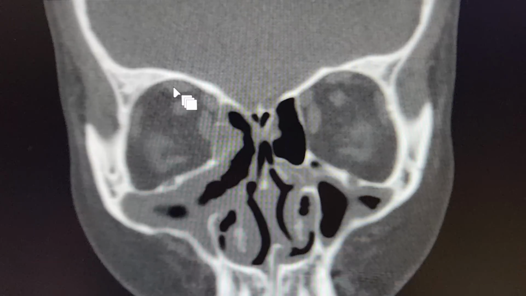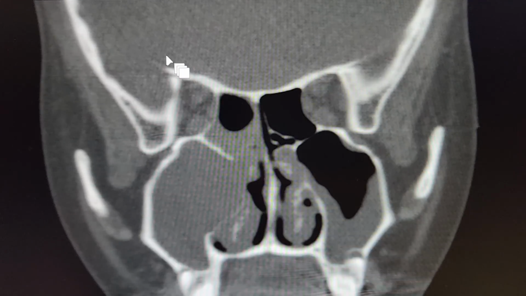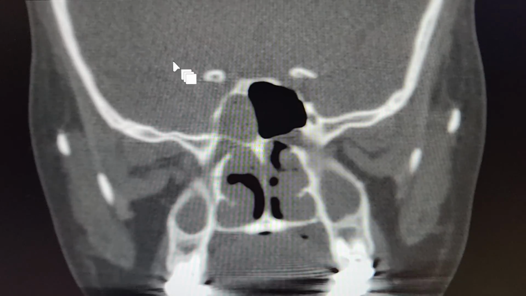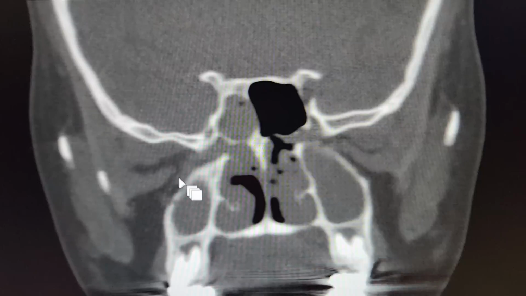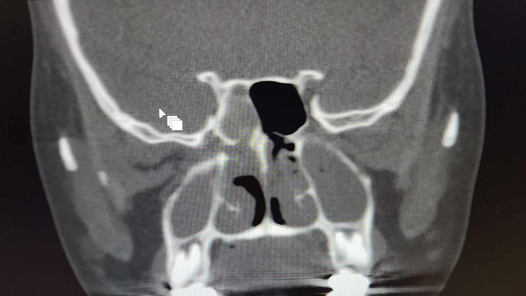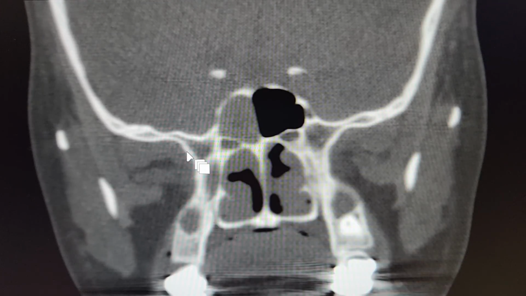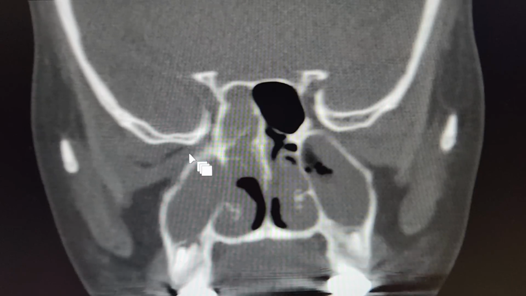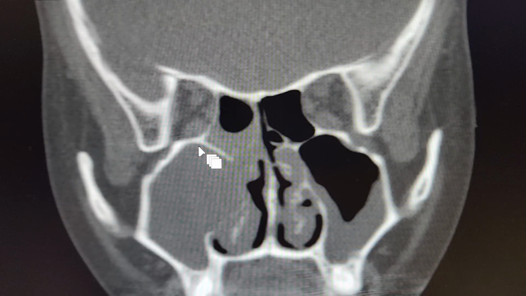So if you keep on going posteriorly, what you can see is that this is basically all greater wing of sphenoid to access the posterior most part of the frontal lobe and the temporal lobe as well. So for transorbital, the orbit is completely important. You need to know the basics of how to approach the cavernous sinus, the Meckel's cave, and the temporal lobe along with the frontal lobe via the orbit.